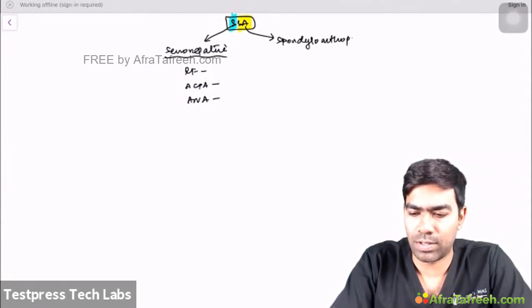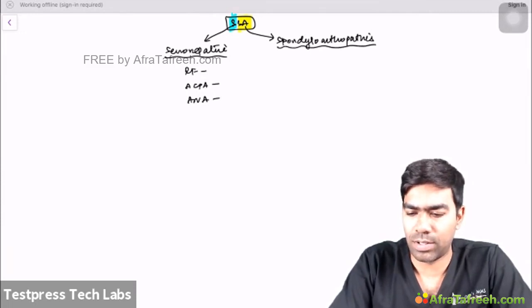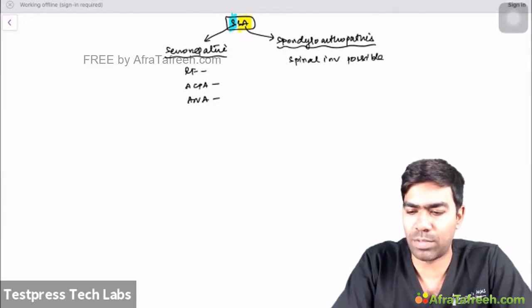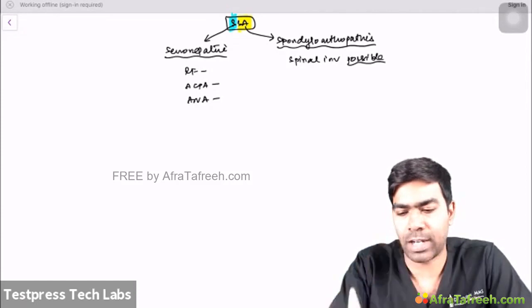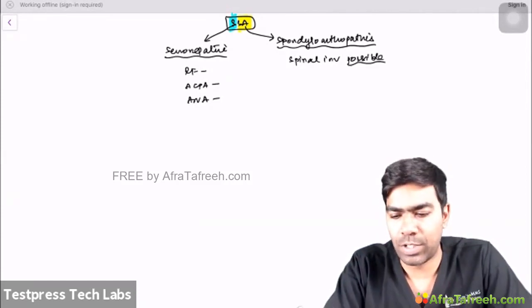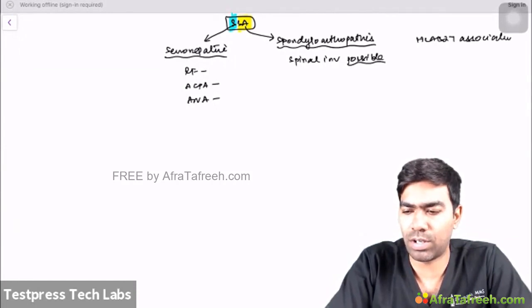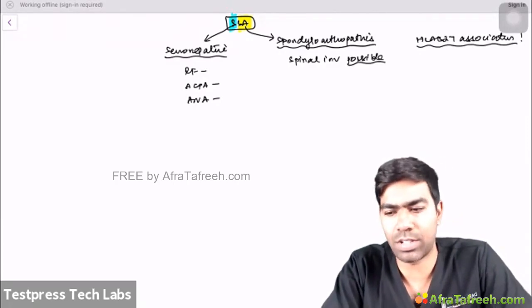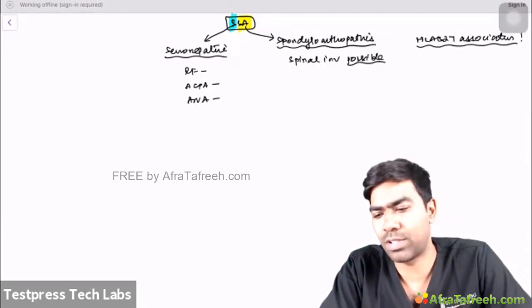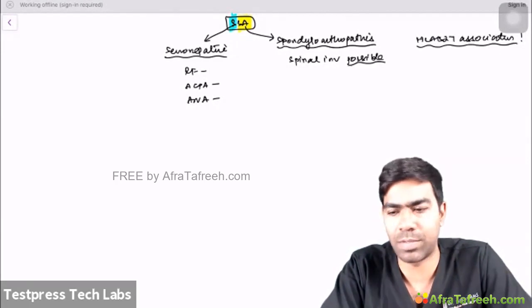Spondyloarthropathies, which means they can have spine involvement. Spine involvement is possible in this kind of arthropathies, not in all the patients. The majority of them will be HLA B27 associated. Even though the frequency will be variable, the majority of them will have at least some association with HLA B27. Maximum association is with ankylosing spondylitis, which we'll be seeing subsequently.